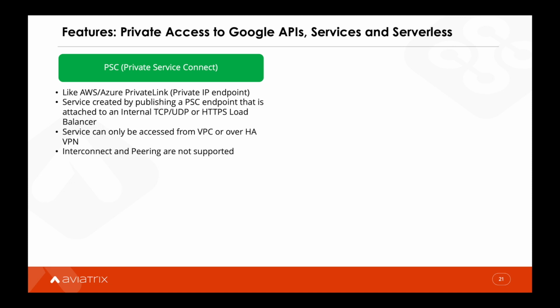Services are created by publishing a PSC endpoint that is attached to an internal TCP, UDP, or HTTPS load balancer in the background. You can access those services directly from the VPC, or if you have an HA VPN, you can also use that to connect to those services. Google Cloud Interconnect and peering are not supported with PSC.